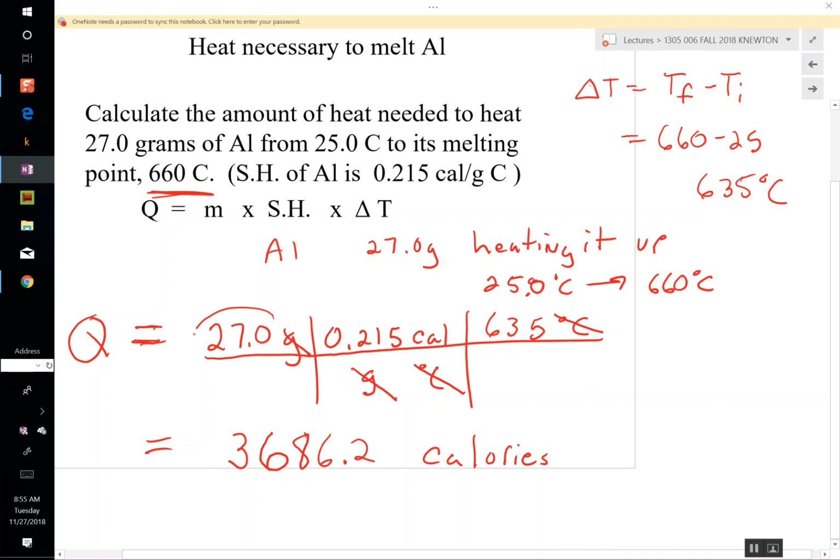3,686. Okay, now we have 3 significant figures in everything. So give that to me in 3 significant figures. Anyone? 3,690 calories. Okay?